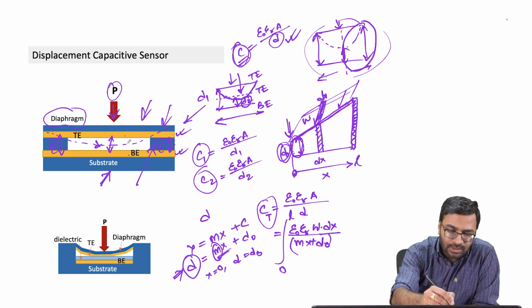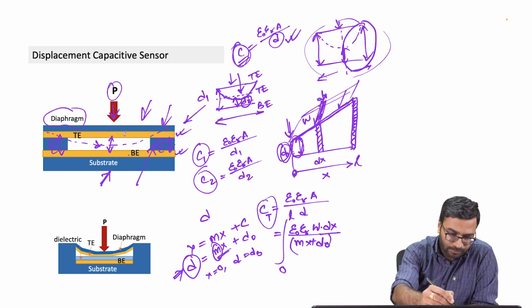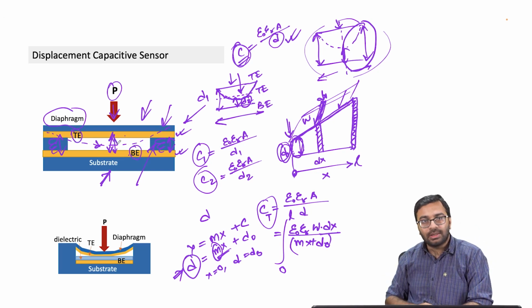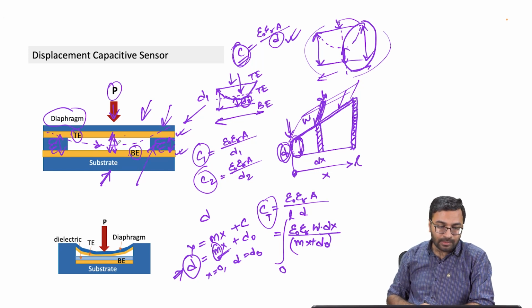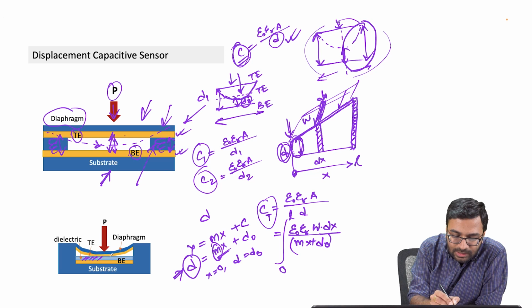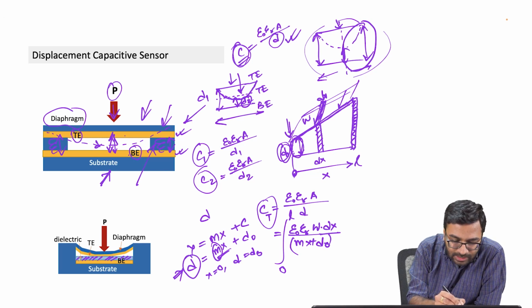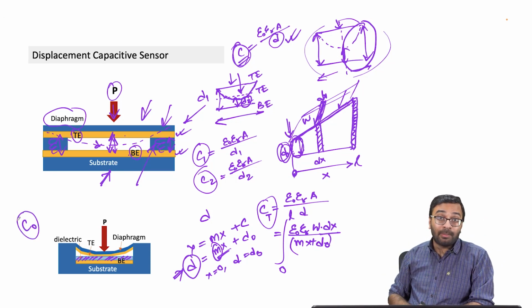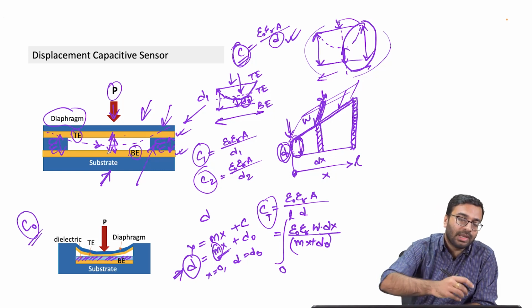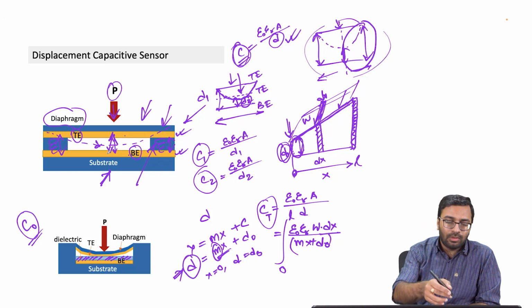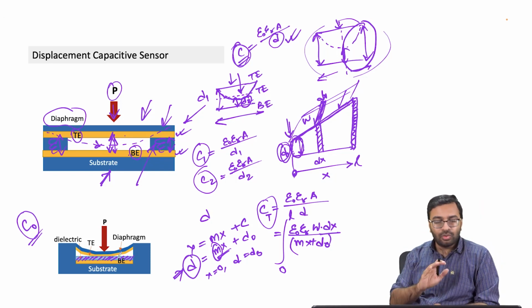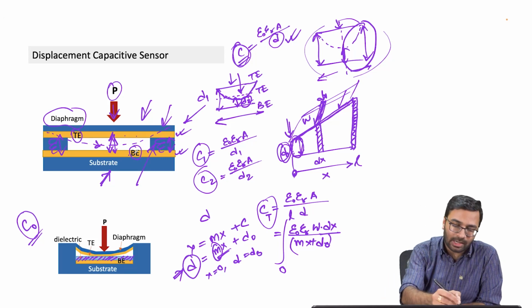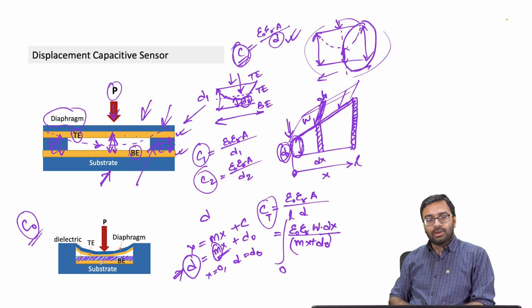Secondly, in this case, one problem is if at a certain pressure your top electrode touches the bottom electrode, then it will short the circuit. So in such a situation, it's better that you put a dielectric layer on top, and this dielectric layer will give you a capacitance value for maximum deflection, that is C0, and your sensor will not get shorted in any case. So this is a kind of arrangement that you can make just to make sure that both the electrodes are not getting shorted. So you can actually deposit a dielectric layer on top. Okay. So this is one type of displacement capacitive sensor.